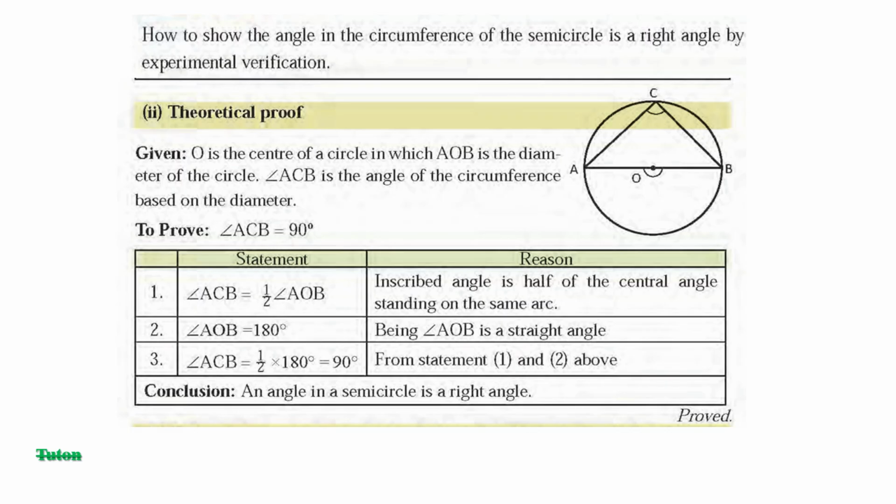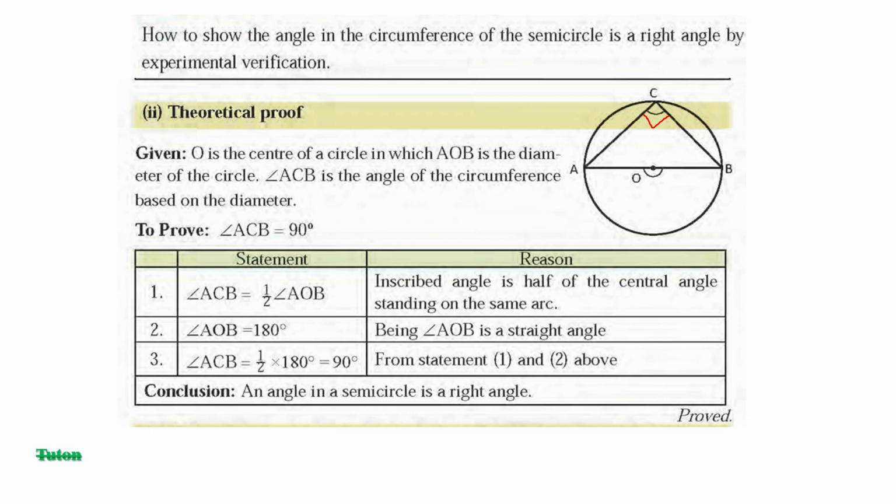Now moving on to the next theorem, which asks us to show that the angle in the circumference of a semicircle is a right angle. By that it means that in this circle ACB, where ACB is a semicircle, the angle ACB is a right angle, or 90 degrees. We have to prove that.